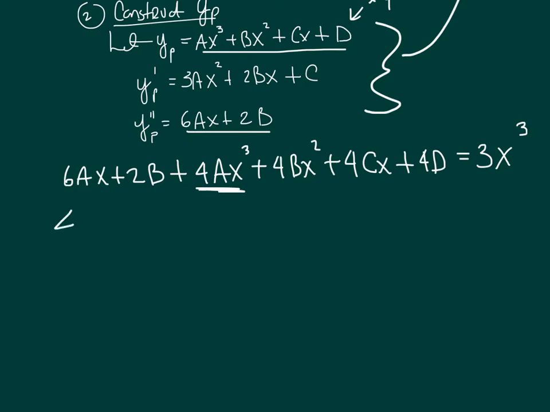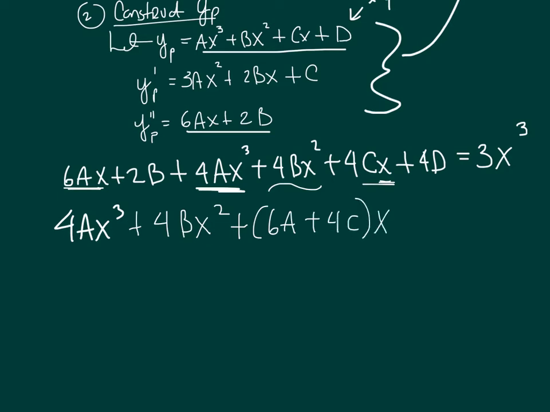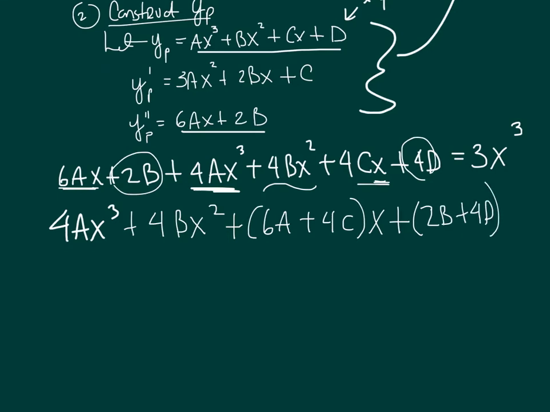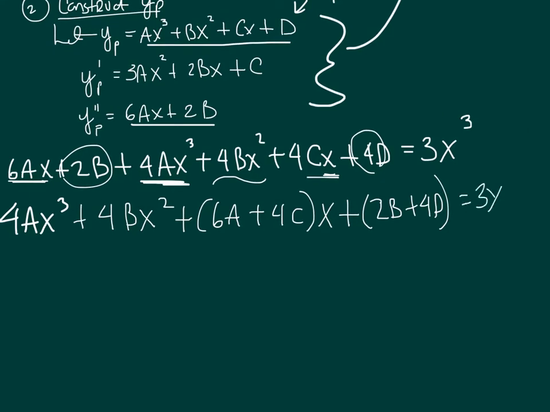So that is, okay, I'm just going to leave that there. Let me make my pen a little bit thinner so I can fit all of this. X squared, well, that's the only x squared, so 4bx squared. And then x's, and I think that's it. So plus 6a plus 4cx. And then finally my constants, right? These have no x's, so that's just 2b plus 4d. And again, that's all equal to 3x cubed.